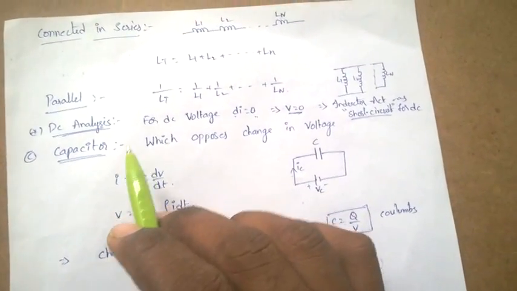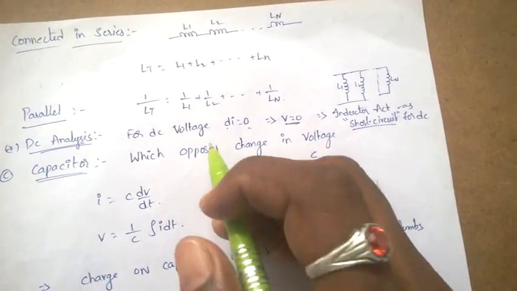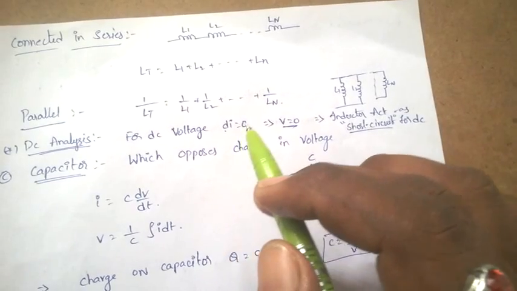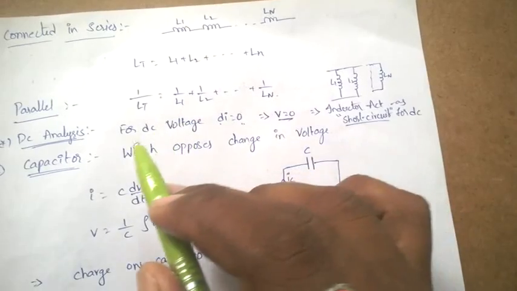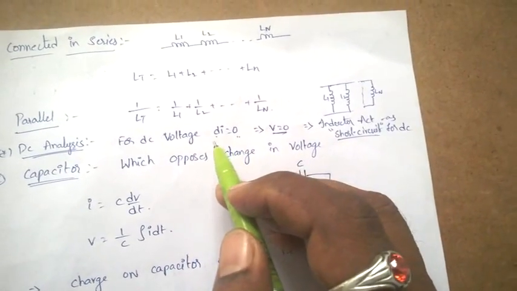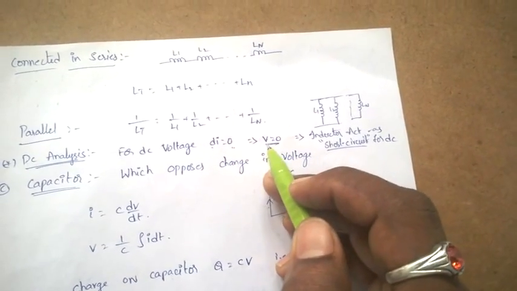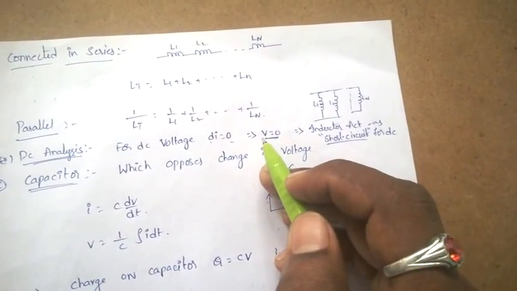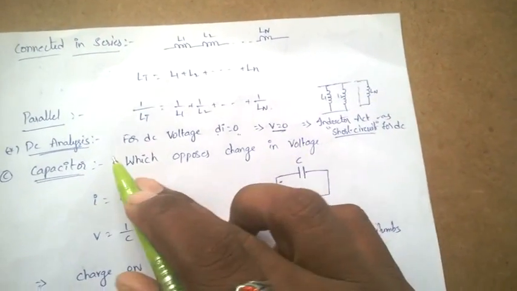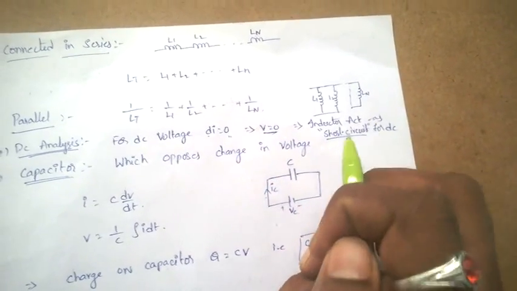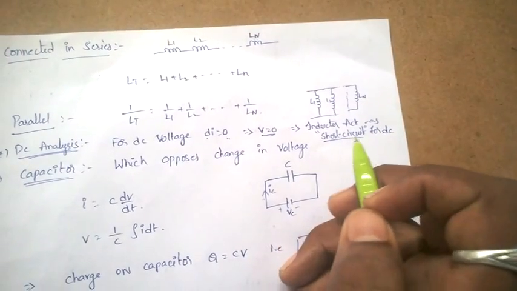Next, DC analysis. As I said earlier, the inductor opposes the change of current. In case of DC, the change of current is zero. That means if di = 0, then v = 0. Voltage equal to 0 means it is a short circuit. So for DC, the inductor acts as a short circuit. It is a very important bit. Inductor acts as a short circuit in case of DC.